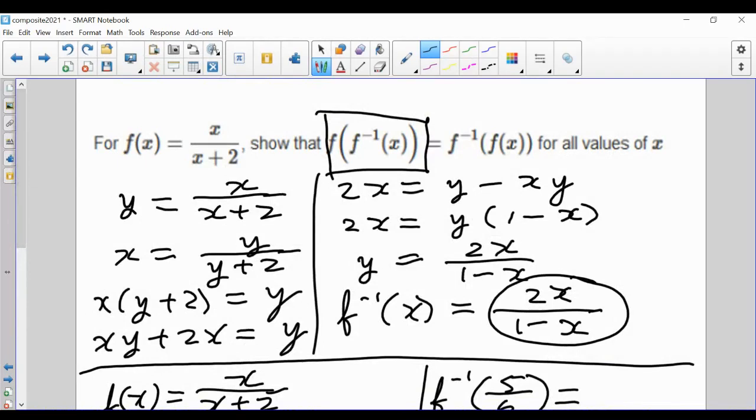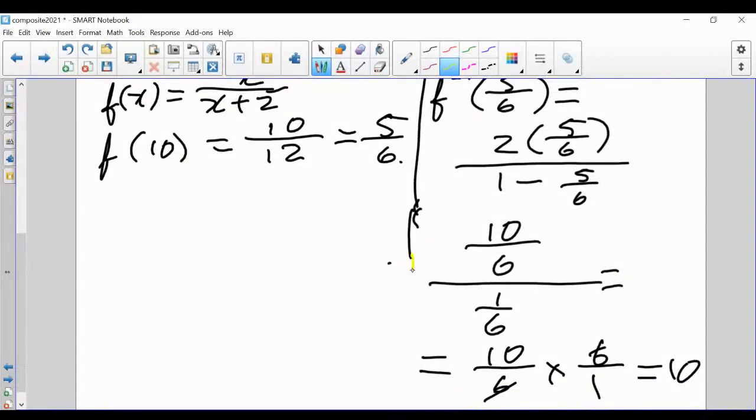The original function is this one right here, right? So I'm putting this function as my x into that function. I know it's a little complicated, but you are strong students, so just work with me here. This is the one I'm going to be putting in, the 2x over 1 minus x, anywhere I see x in the original function. The original function, remember, is x over x plus 2. So I'm going to replace all the x's with 2x over 1 minus x. So here we go.